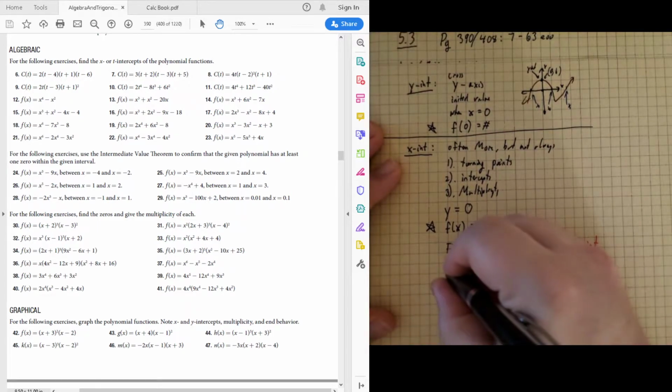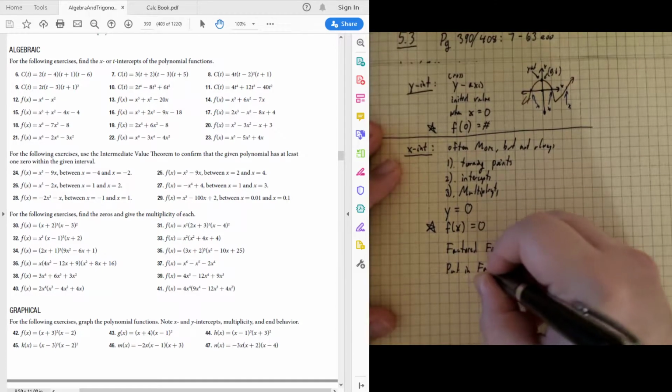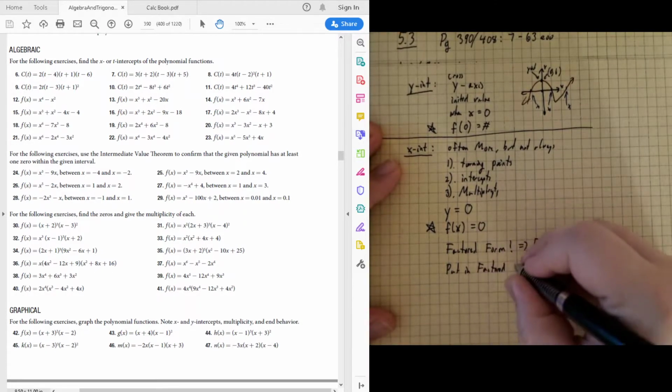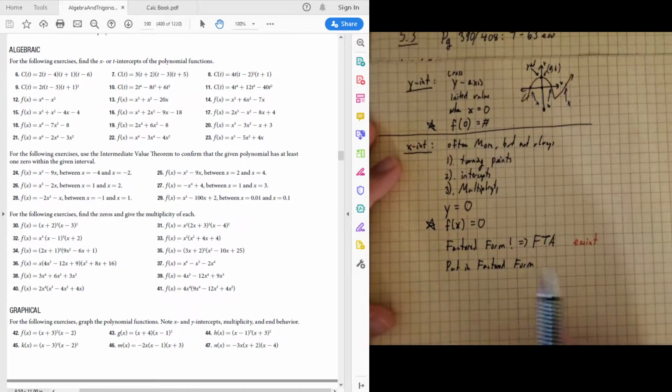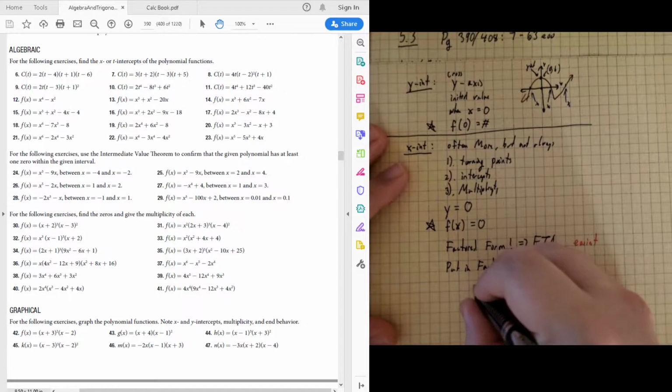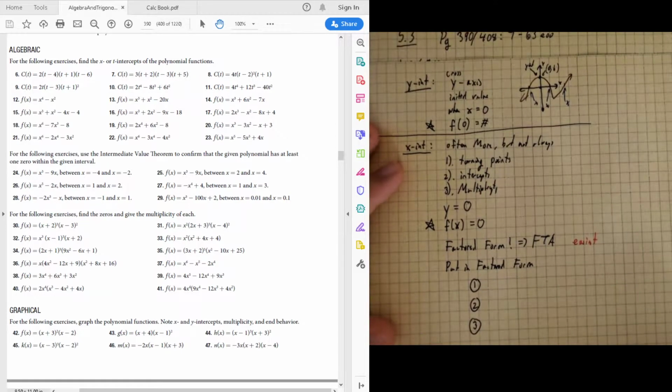And so you may want to put it in factored form. If it's not currently in factored form, you may wish to put it in factored form, because again, factored form is the easiest. And so if you can find a way to put it in factored form, it's the best thing you can do. To do so, there are 3 different techniques we have discussed in this class so far. Each one works slightly differently.